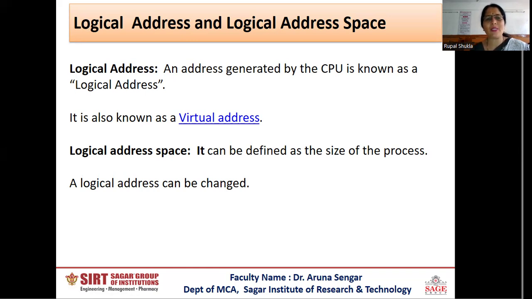Then what about logical address space? Logical address space means when one process has to be executed, it has some size, it demands some memory. So the size of the process, meaning the actual size of memory which that process wants, is called logical address space. And logical address space can change because every process has a different size. So this is logical address, and the size of the process is known as logical address space. Logical address is also known as virtual address.